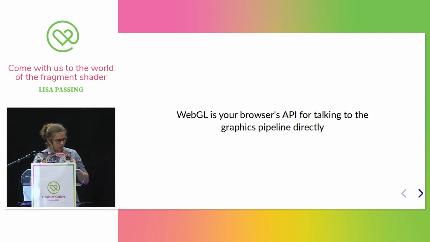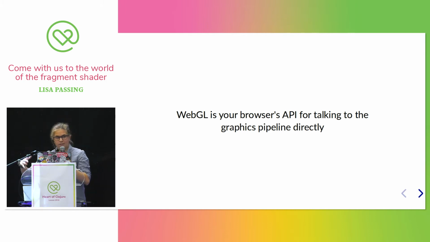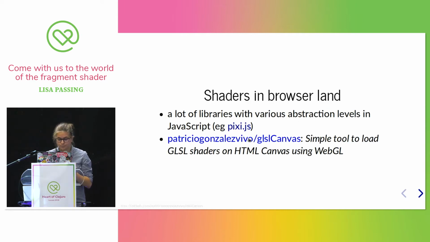So WebGL, what is WebGL? WebGL is basically, just like OpenGL, an abstraction for the graphics pipeline, but it lives in your browser. So it's your browser's API, a way of talking directly to the graphics pipeline on your machine. You write something in the browser context, and the browser forwards it to your graphics card. We can do all the fast math that we need, and then put it back and have a nice image or whatever we're coding to display.